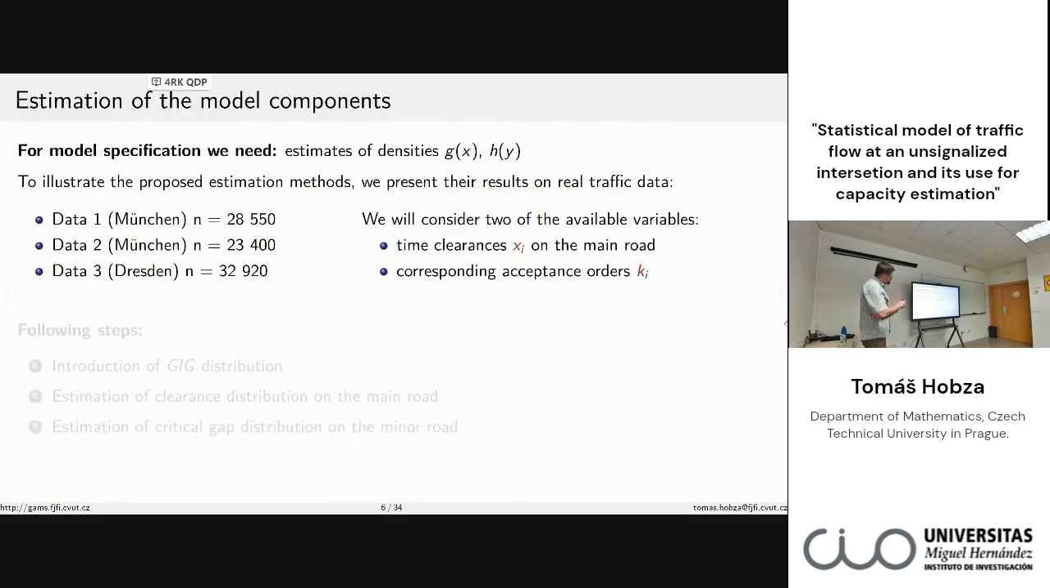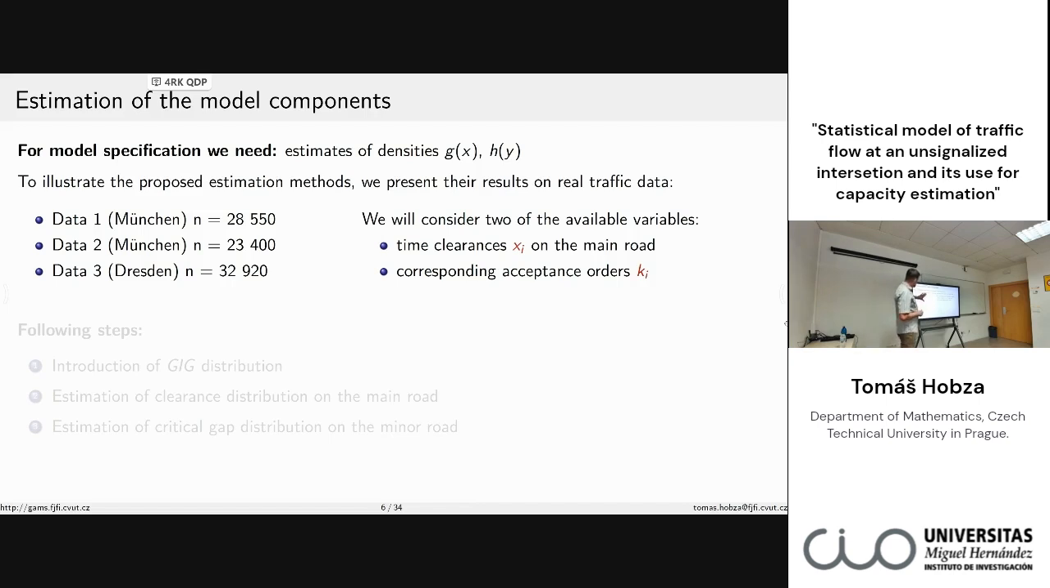Okay, so we have the model, and now how to estimate the components. I need somehow to estimate the two densities, G and H. I will work in a parametric approach, and to illustrate our proposed ways of estimating them, I will present and illustrate the methods on three data sets. We have three data sets from Germany, two from München and one from Dresden. These are the sample sizes, which means how many times clearances on the main road were measured.